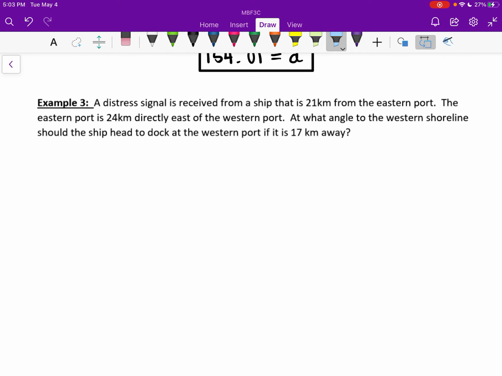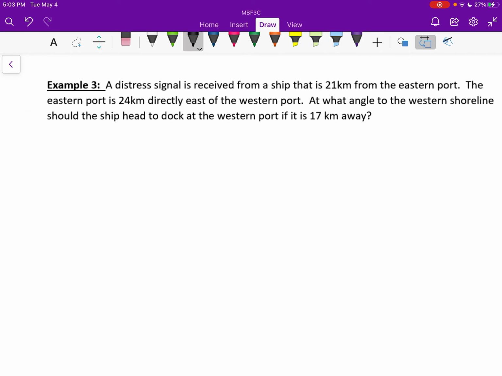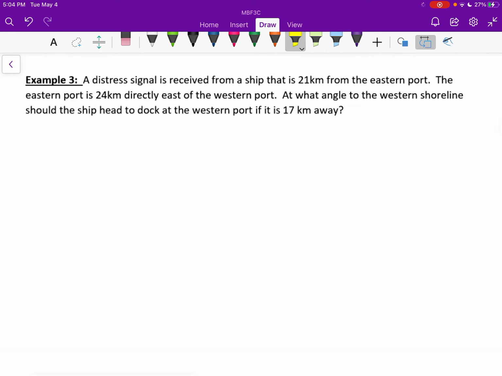Alrighty, so hopefully you paused the video and you're just coming back now. So it says here, and I like to just go in and highlight all the important stuff. So it says the distress signal received from a ship 21 kilometers away from an eastern port. So I know that there's going to be a ship somewhere, so I'm going to write ship, right? And I know that there's going to be some sort of eastern port somewhere.